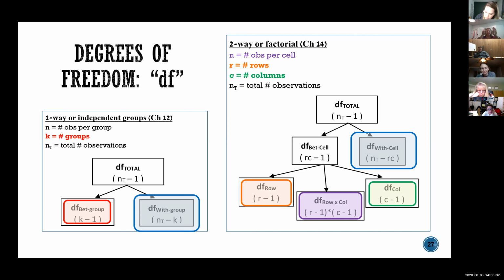So if I have a 5 by 2 ANOVA, what are my interaction degrees of freedom? It's not 9. You have to do 5 take away 1, 2 take away 1, and then multiply it, and you get 4. Okay. What if I had a 3 by 4? This variable has how many degrees of freedom? 2. This variable has how many degrees of freedom? 3. The interaction would then have 6 degrees of freedom.